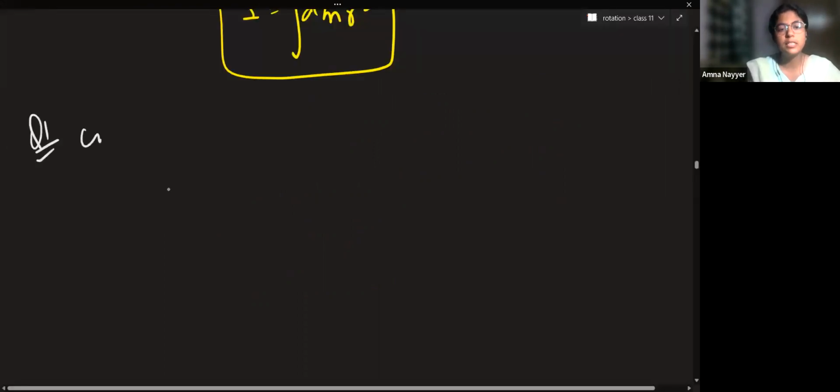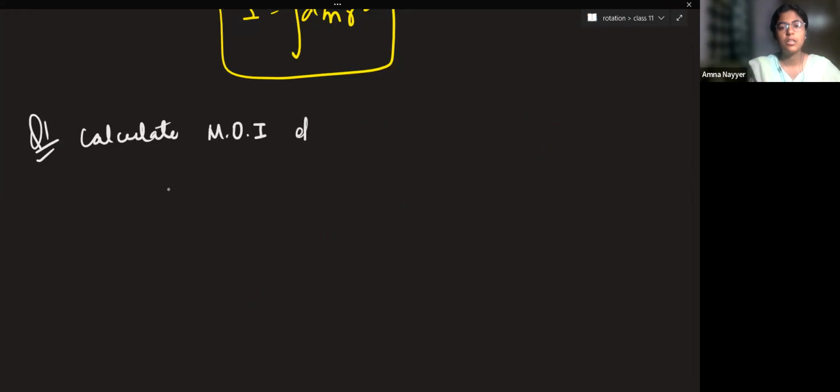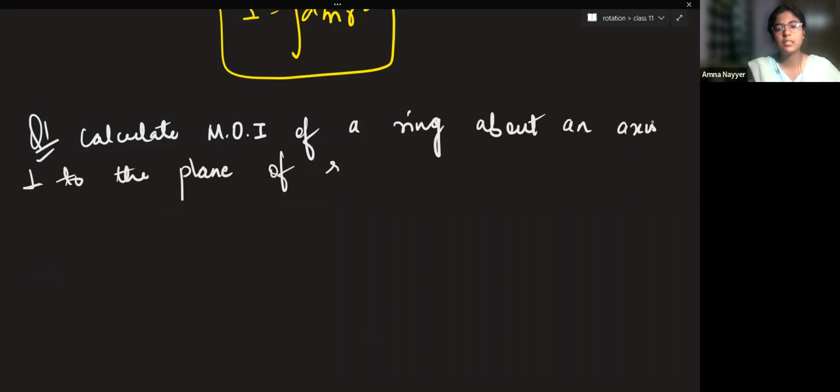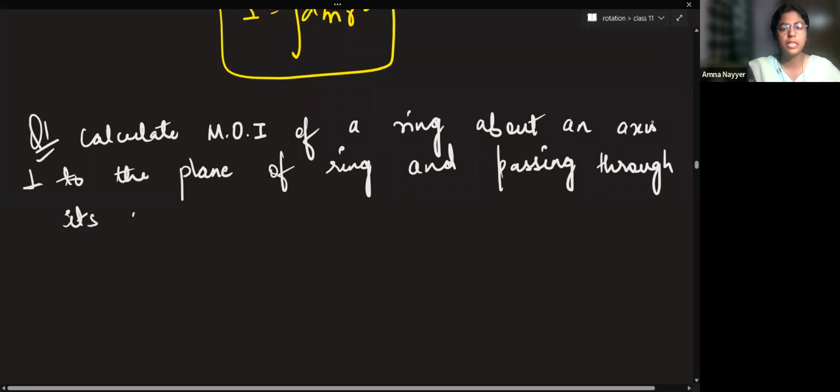Let's say calculate moment of inertia of a ring. Ring means it's a circle, about an axis. The axis will be specified to you. About an axis perpendicular to the plane of ring and passing through its center.